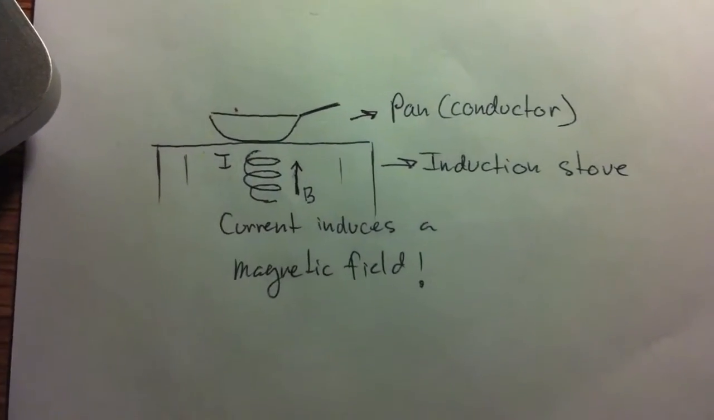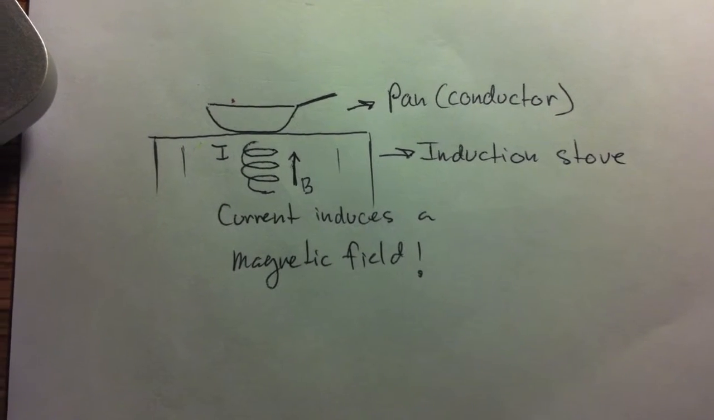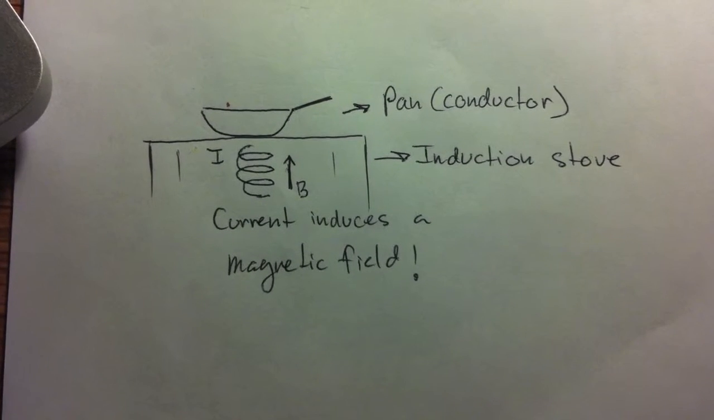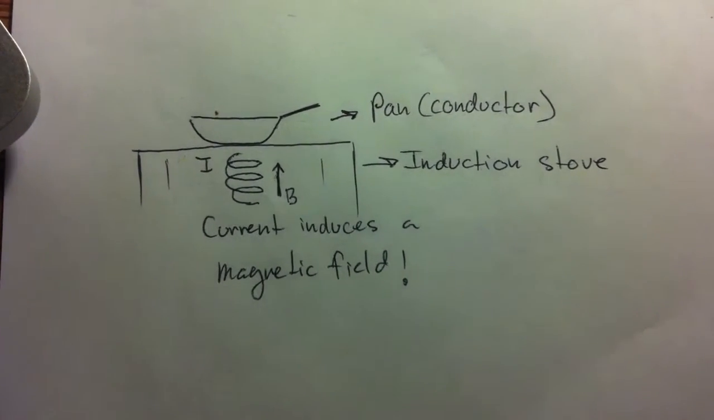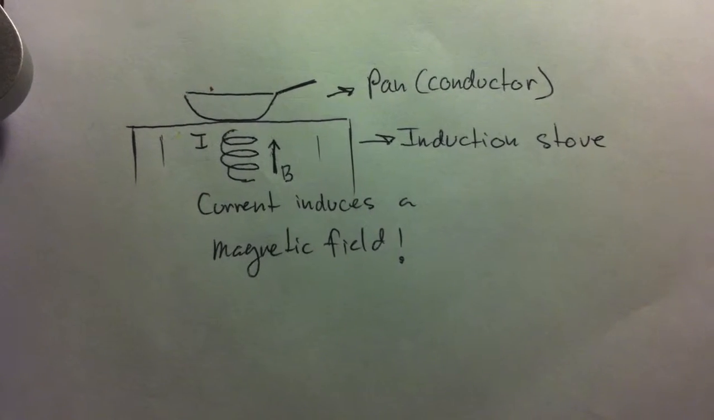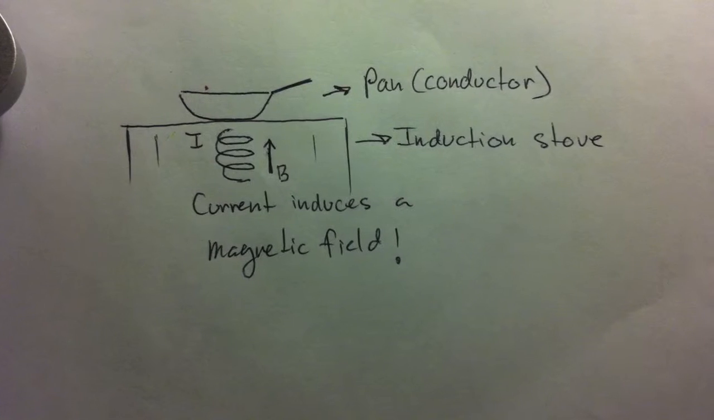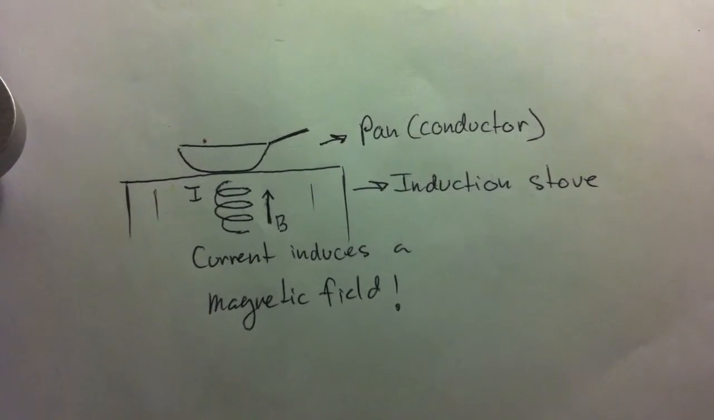So coils located just beneath the stovetop carry an alternating current, creating a changing magnetic field. When iron-rich magnetic cookware, or ferromagnetic cookware, is placed in that field, it acts as a second conductor, and a current is induced in it. The current is converted to heat inside the cookware, which is basically used to cook the food.